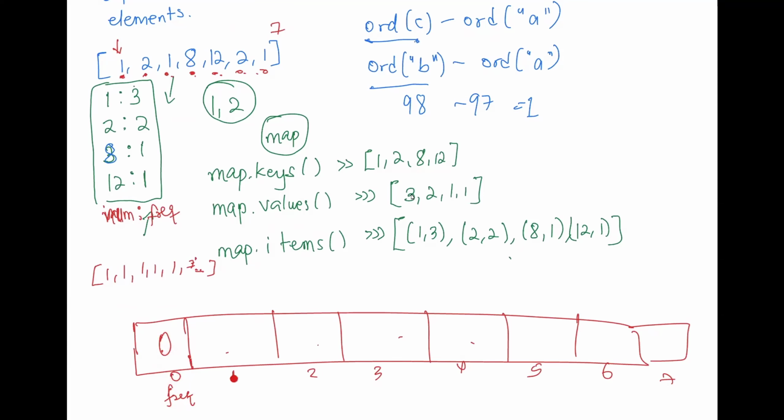But if you occur one time, I'll put you here. If you occur 2 times, I'll put you here. If you occur 3 times, I'll put you here. 4 times, 5 times, I'll put you here. Does that make sense, what I just did here? Please follow me carefully.